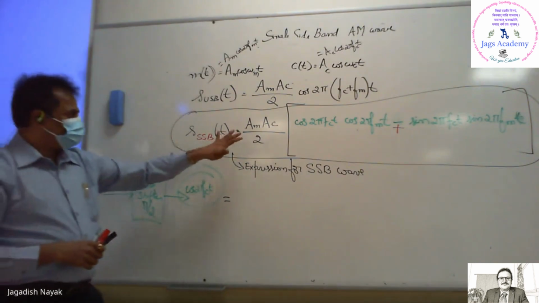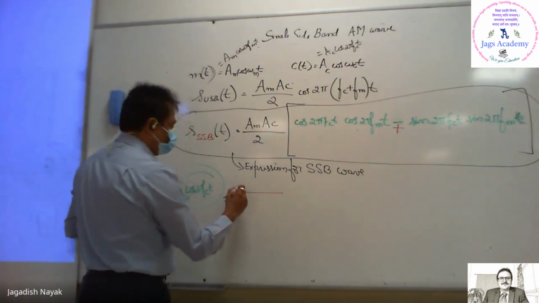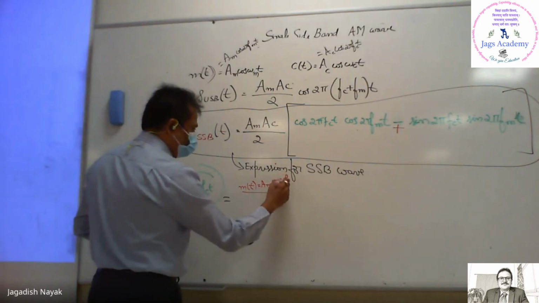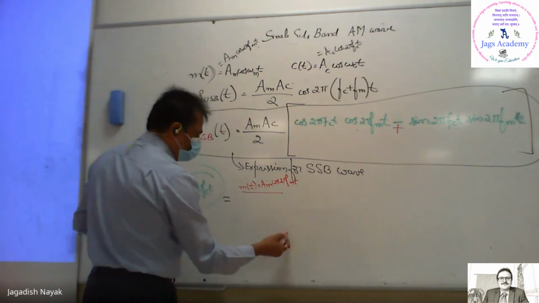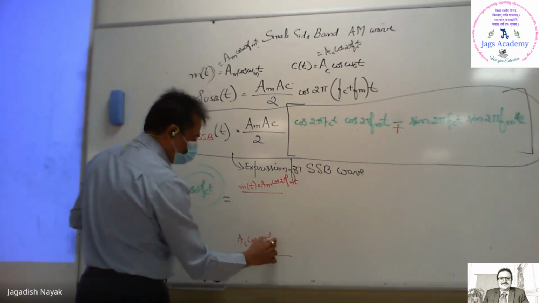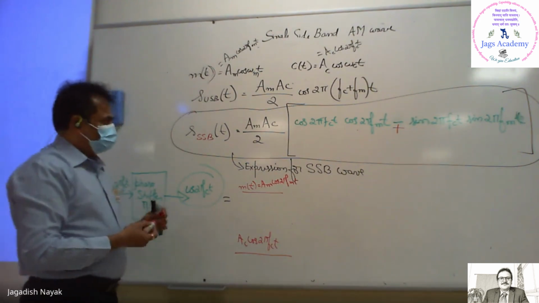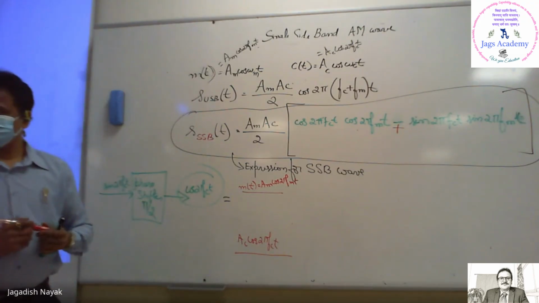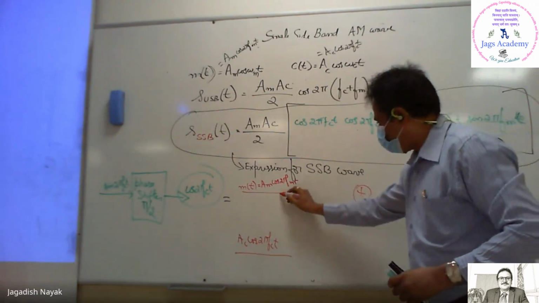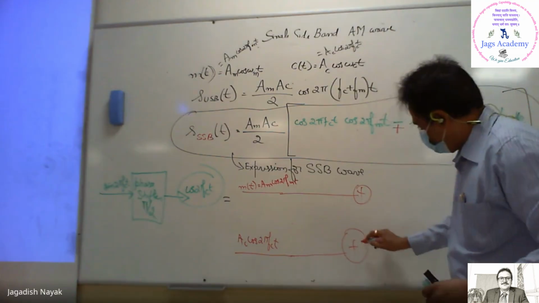Now, can you tell me, to generate SSB wave, I have one line. This is your m of t, which is equal to Am cos 2 pi fmt, and you have another line, that is your Ac cos 2 pi fct. So how do you generate SSB wave? Come on, tell me. You need to have a multiplier there, right? Now you have a multiplier here.